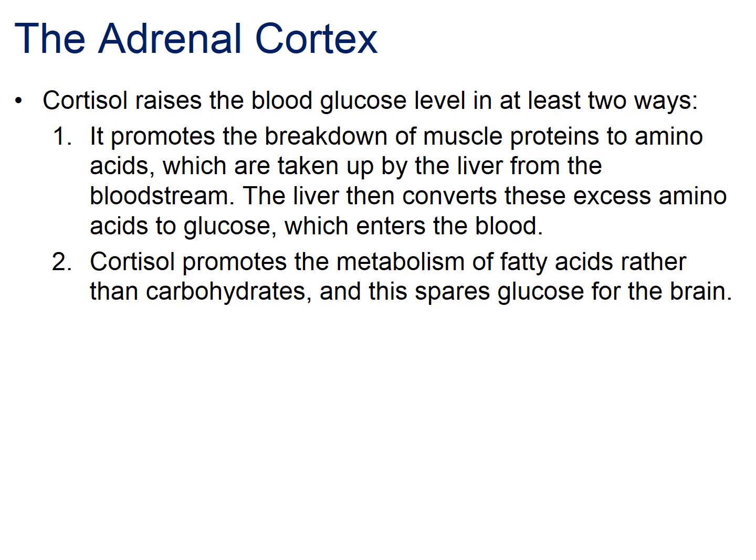So the main goal of cortisol is to increase blood glucose level, and it can do it in at least two ways. Okay, it can promote the breakdown of muscle proteins into amino acids, and as you learned previously, amino acids can then be taken up by the liver, where they will be converted into glucose, right? And then the glucose go back to the blood, and you can use it for cellular respiration, for example.